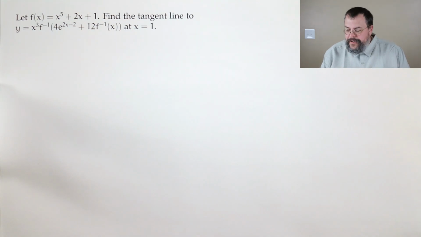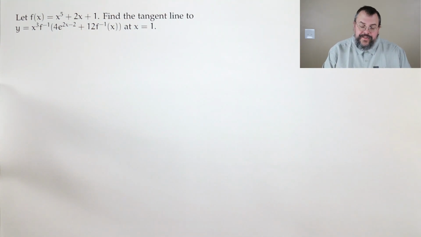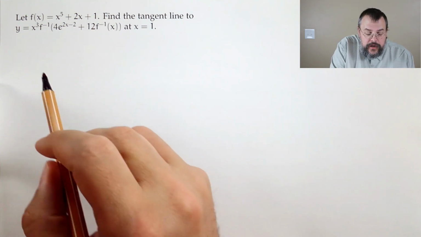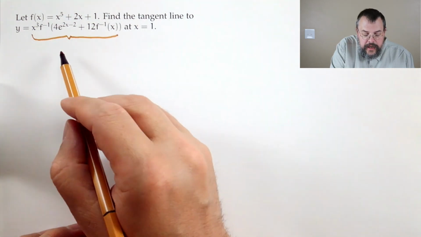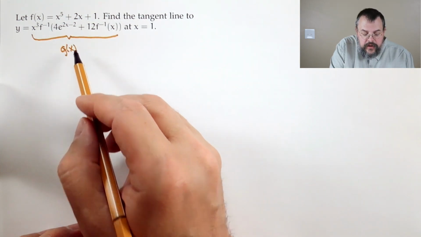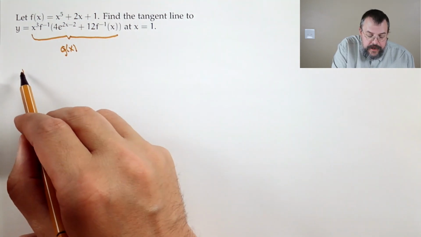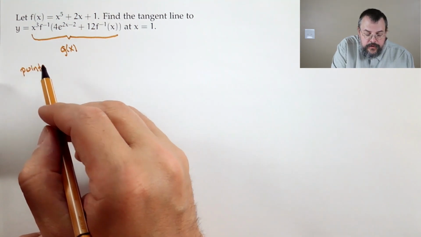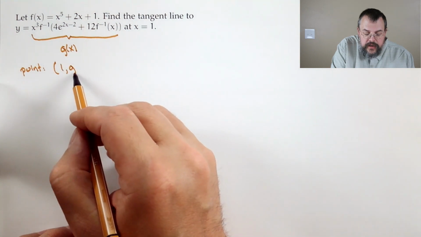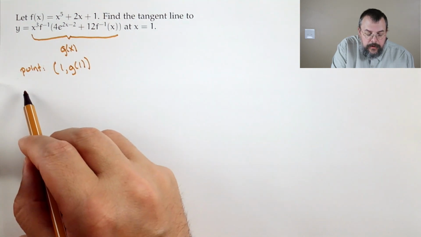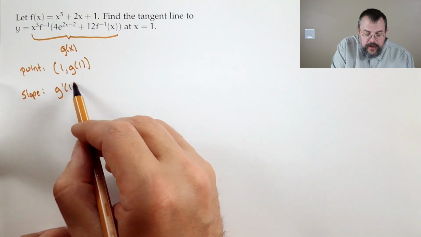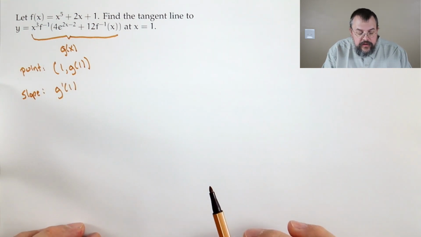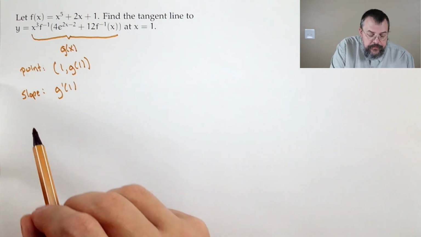All right, well, let's get into it. So for convenience, let's give this whole expression here a name, g of x. All right, so what do we need? Well, we need our point, which would be at 1 comma g of 1. And we need our slope, which would be g prime of 1. All right, well, let's start with g of 1.